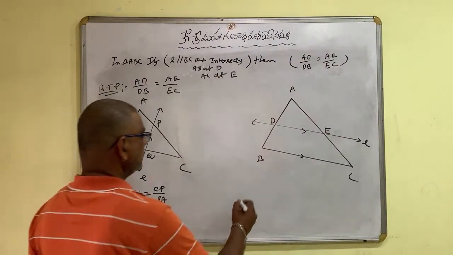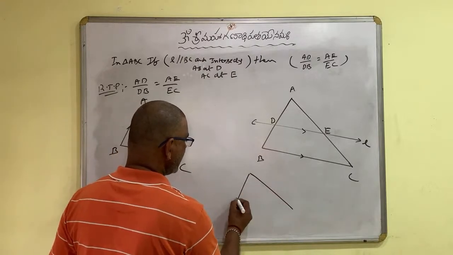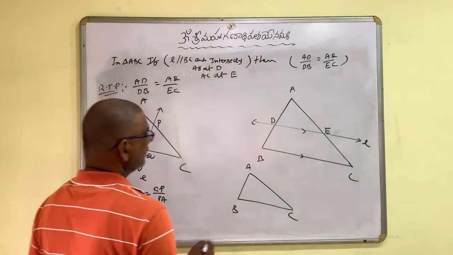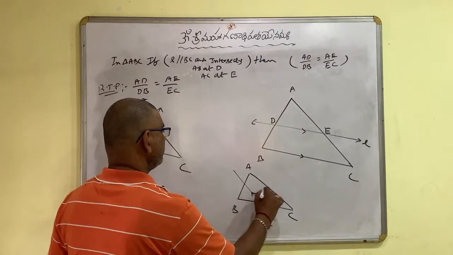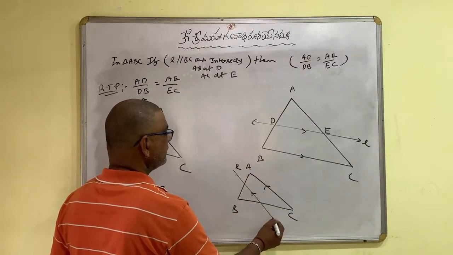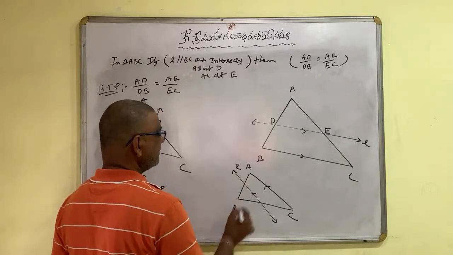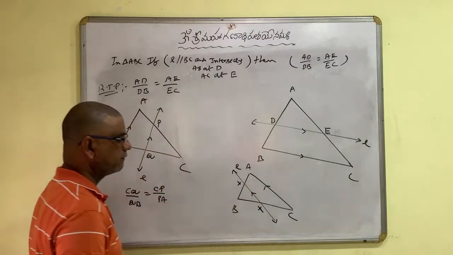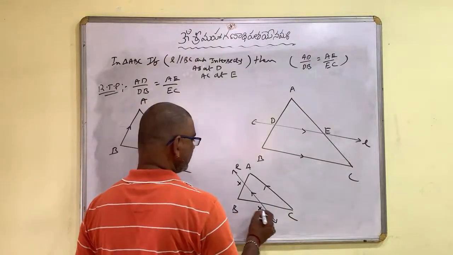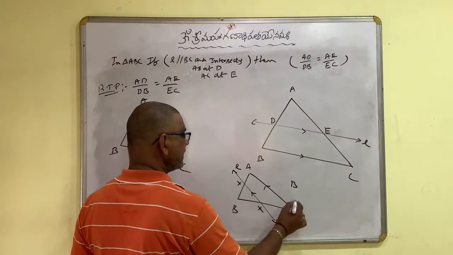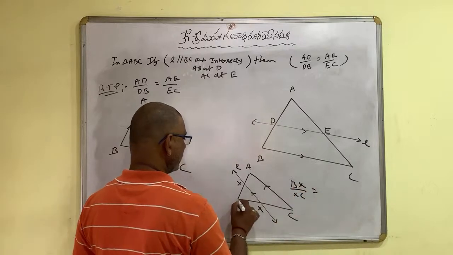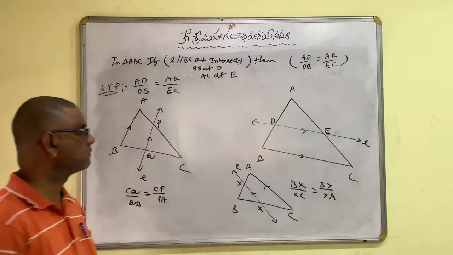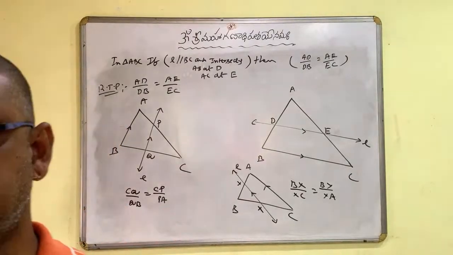Now, one more case you can observe. There is a triangle ABC. A line L is drawn parallel to AC, intersecting BC at X and AB at Y. Then, according to the basic proportionality theorem, BX by XC equals BY by YA. Try to observe these three cases.